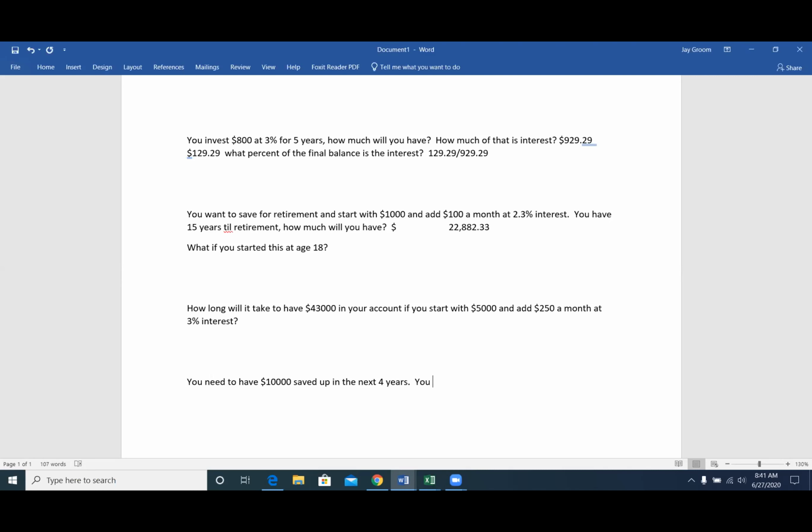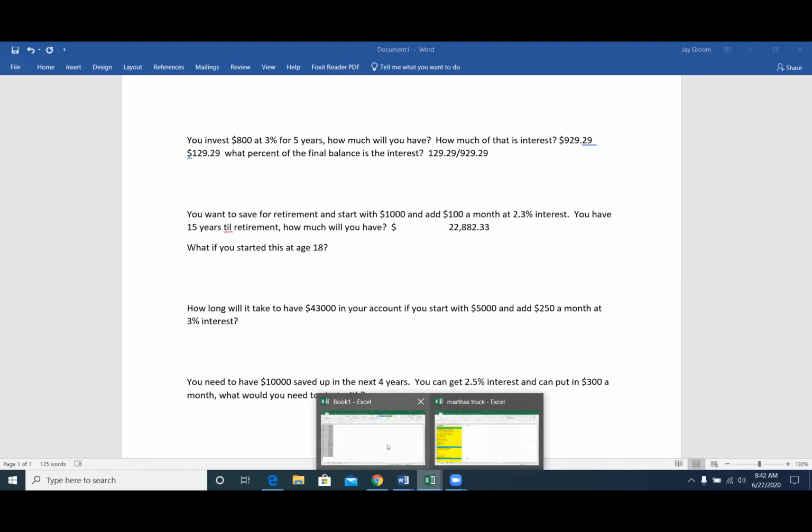You can get 2.5% interest and can put in $300 a month. What would you need to start with? Okay. And so if you look at it, 10,000 is clearly your future value. 4 years is 48 months. That's our time, that's our NPER. This is clearly our rate here, and that's our deposit. The thing that's missing is present value.